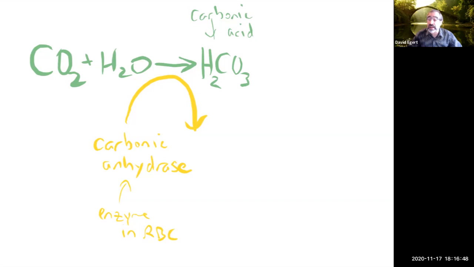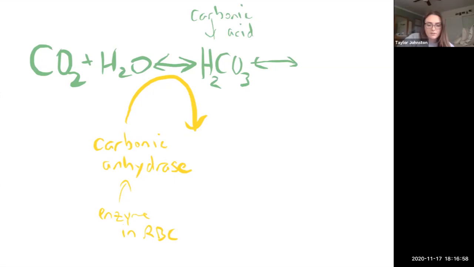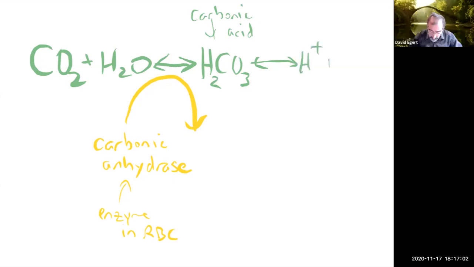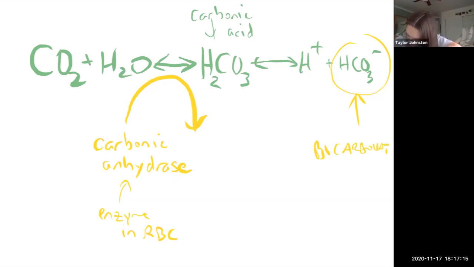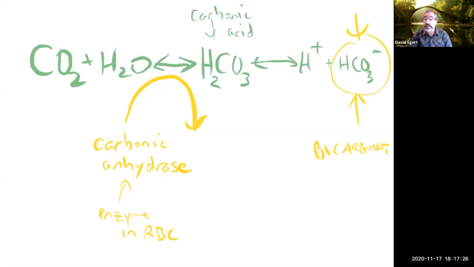And then what happens to carbonic acid once you make that? The fact that it's an acid, what does it do? It breaks down into hydrogen ions. Yeah, it's going to dissociate into H plus plus HCO3 minus. This HCO3 minus is the bicarbonate ion, which is now going to be the main way that it's moving around. Remember that little chloride bicarbonate exchanger? That's part of this whole process.